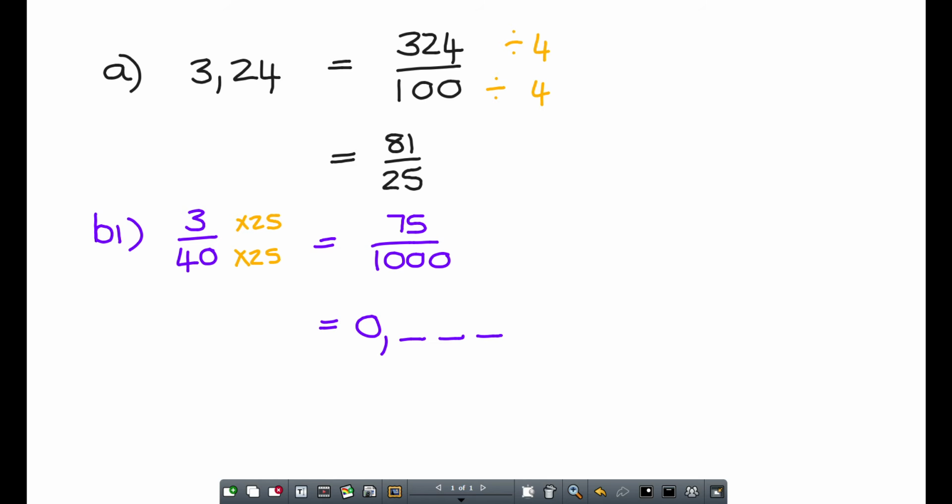So it's 0.075. Yes. Okay. So if you've got less than the amount of spaces, then you've got to fill in a 0. Any questions there?